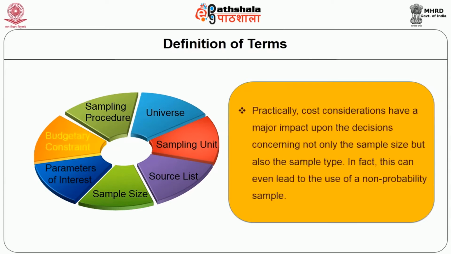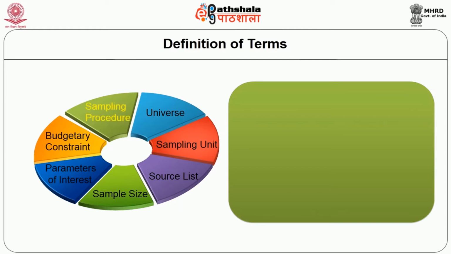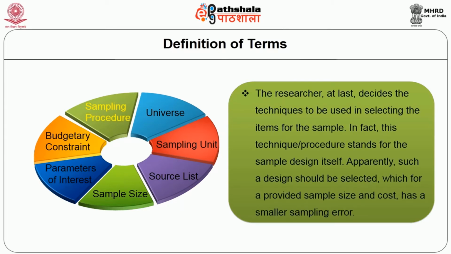Budgetary constraints. Practically, cost considerations have a major impact upon the decisions concerning not only the sample size but also the sample type. In fact, this can even lead to the use of a non-probability sample. Sampling procedure. The researcher at last decides the techniques to be used in selecting the items for the sample. In fact, this technique or procedure stands for the sample design itself. Apparently, such a design should be selected which for a provided sample size and cost has a smaller sampling error.